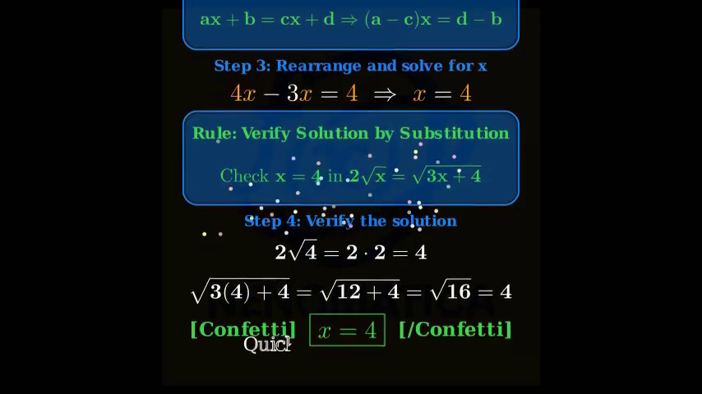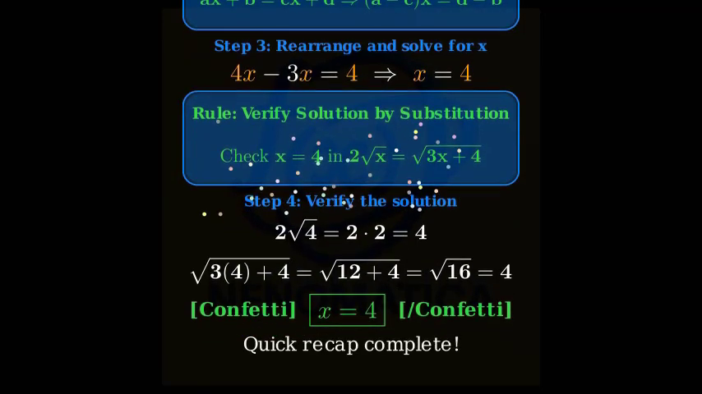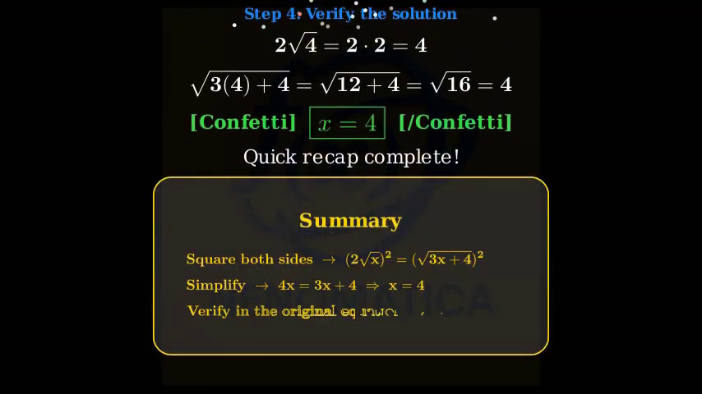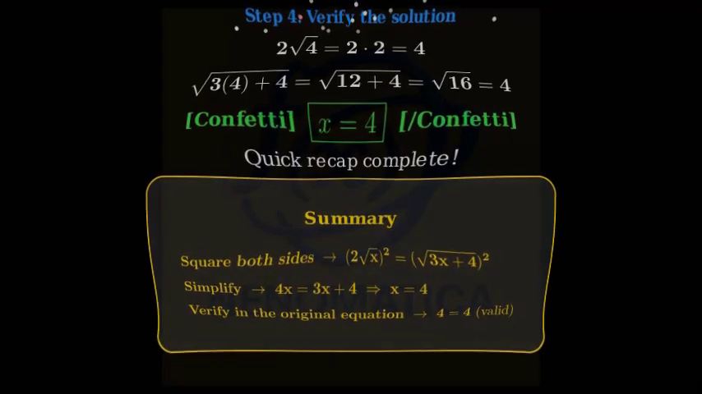Quick recap. Square both sides, simplify radicals, solve the linear equation, and verify the candidate solution. Here is a compact summary. Take a moment to review, and then try a similar practice problem on your own. We will solve a radical equation step by step, exactly following a clear algorithm, and verify every candidate solution. First, here is the example and the problem statement.